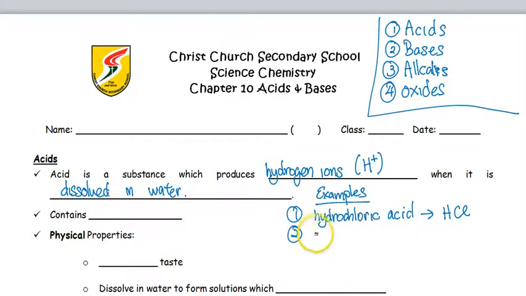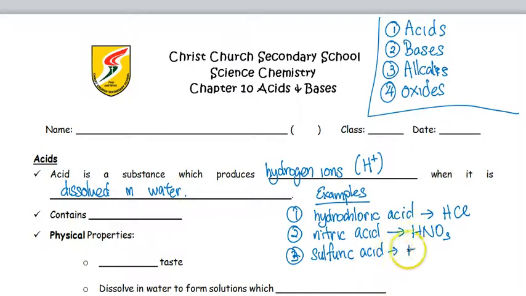The second acid is your nitric acid. What's the formula? HNO3. Nitric acid. And the last one is your sulfuric acid, H2SO4. These are your three acids which you will see very often in your acids and bases or even in your whole chemistry syllabus.